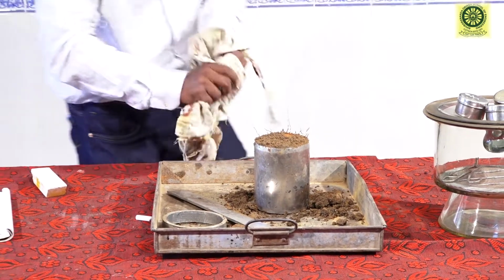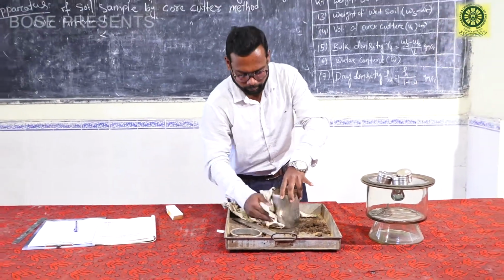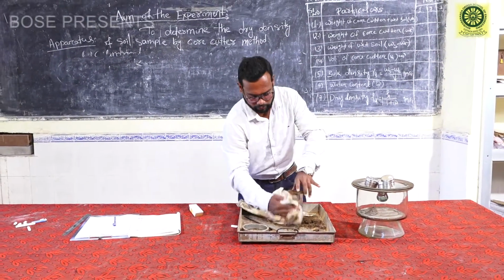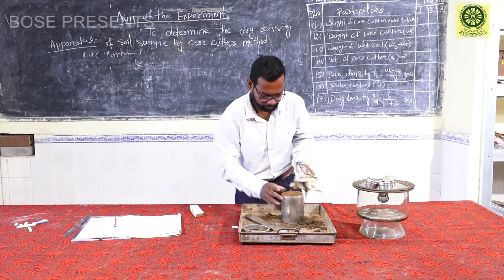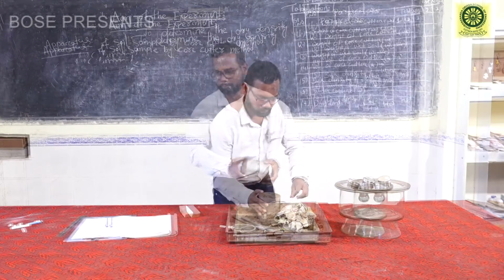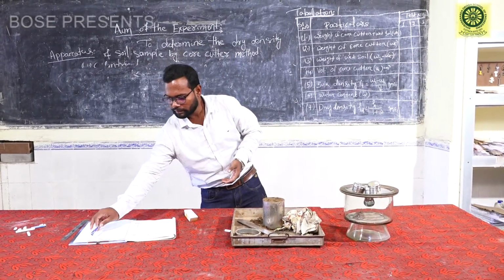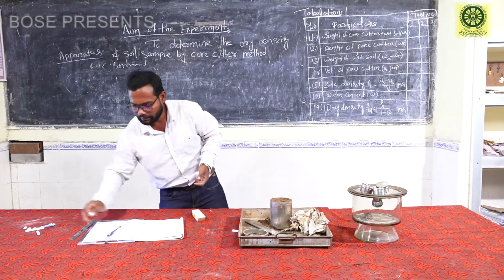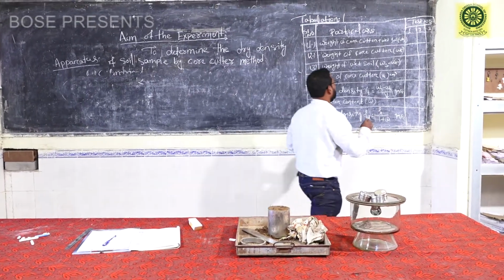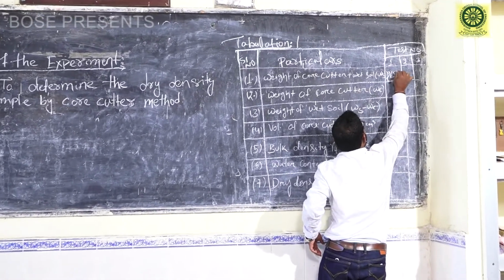Now we need to weigh it, which will give us the weight of the core cutter plus the weight of the soil. Let us weigh it. The weight comes out to 2652 gram. Now write it in our proforma: 2652 gram.